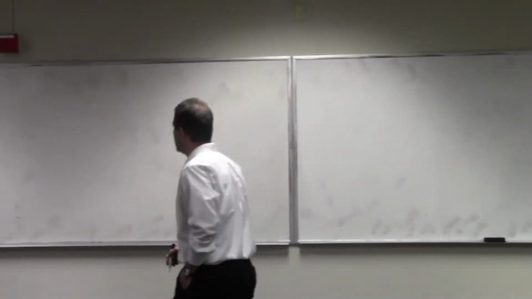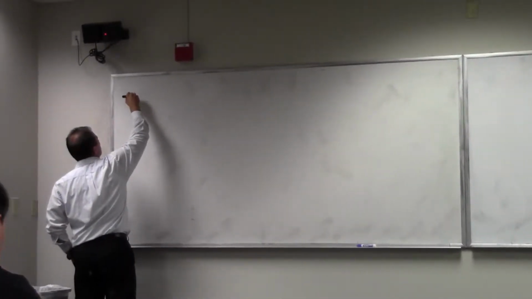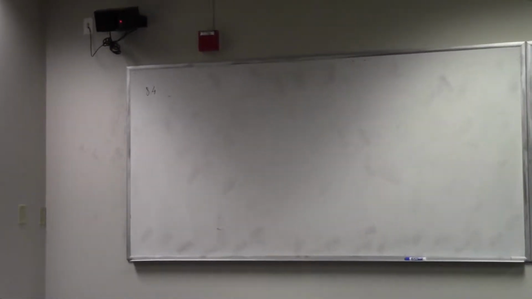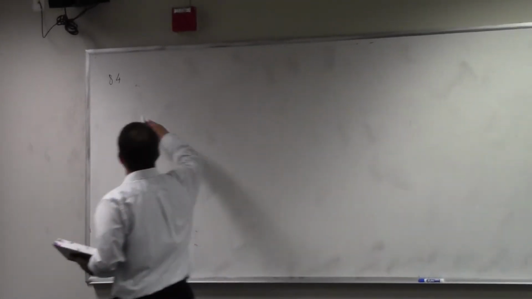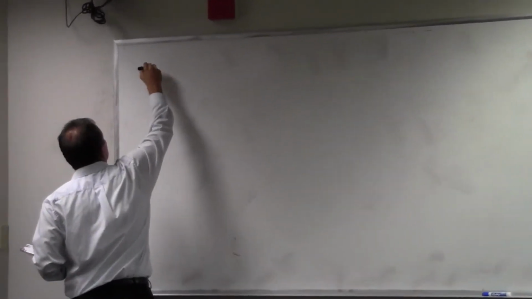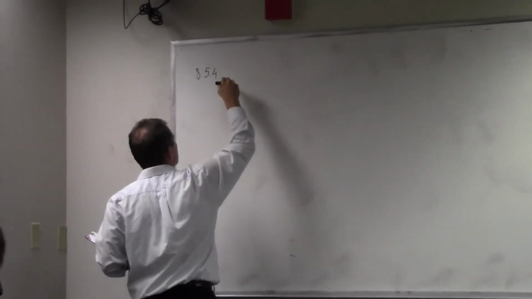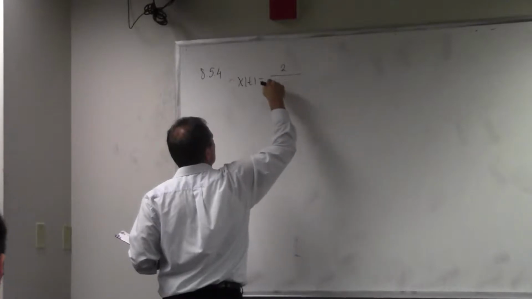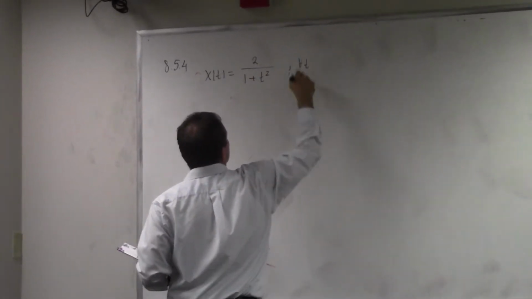we need to sample the signal x of t. This is 8.4, 8.554. And x of t is given as 1 over 1 plus t squared, for every t.